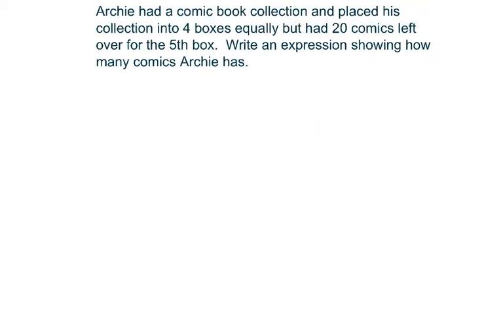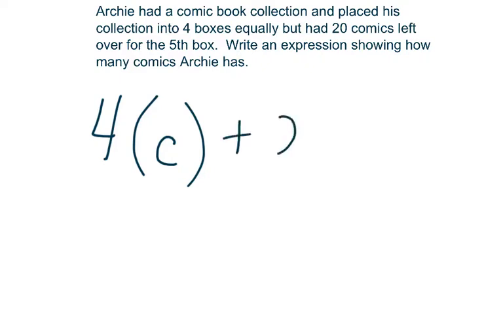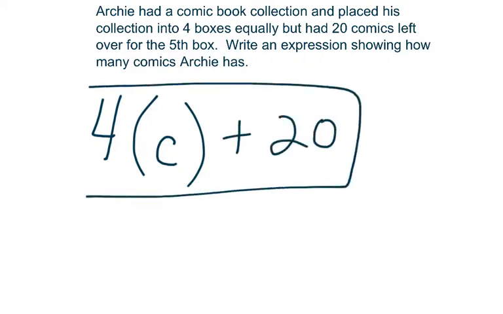Next, Archie had a comic book collection and placed his collection in 4 boxes equally, but he had 20 comic books left over for the 5th box. Write an expression showing how many comics Archie has. Well, he has 4 full boxes, and we don't know how many comics are in there, so we'll use the letter C for comics. So 4 times C will tell you how many comics he has in total. But then he had 20 left over, so we have to add 20 more to the collection. And so your expression would be 4C plus 20, with C being the number of comics in each box.